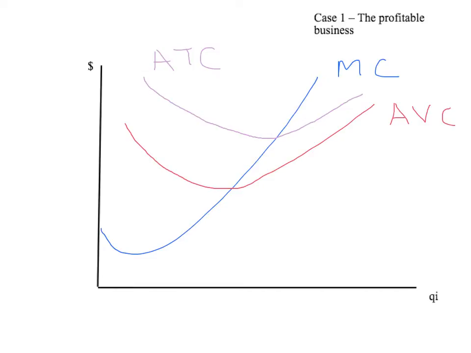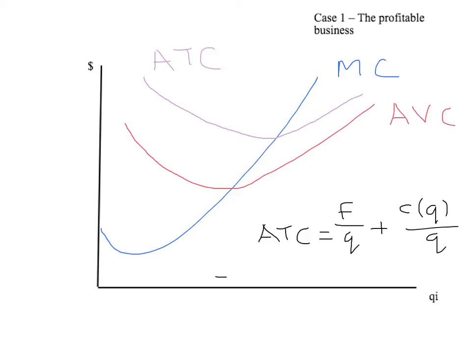How do we know that? Remember that we can write average total cost as simply equal to F divided by Q plus little c, our variable cost, divided by Q.